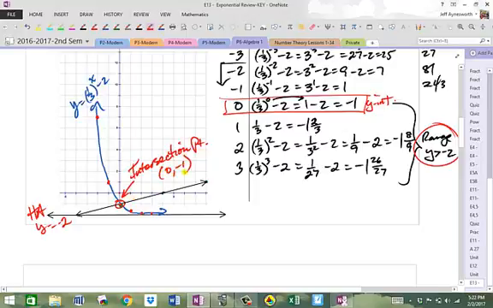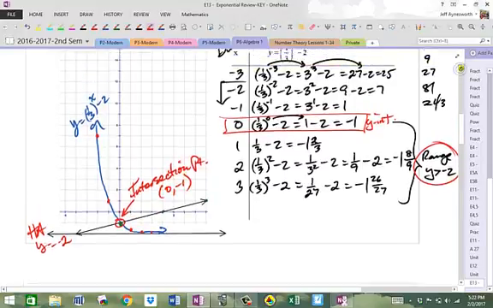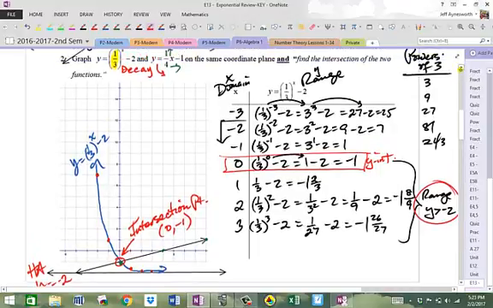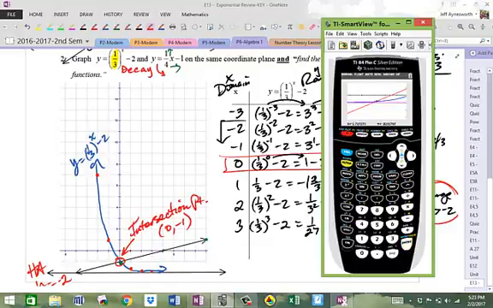I'll verify that with a calculator. Okay, so what we need to do is re-enter the functions in, because last time they were different, right? So we hit y equals, and here we go again. We're going to clear it out. I'm going to go down and clear it out, go down and clear it out again. Okay, so here we go.